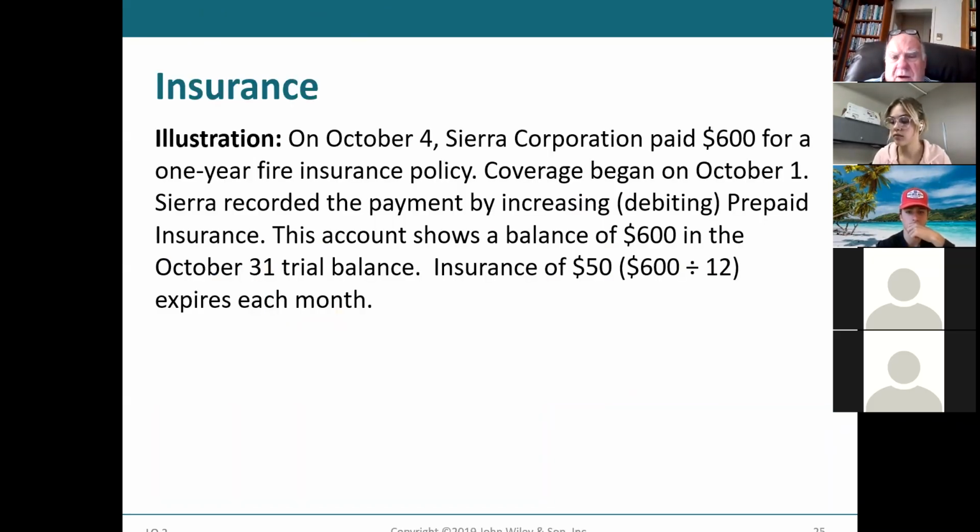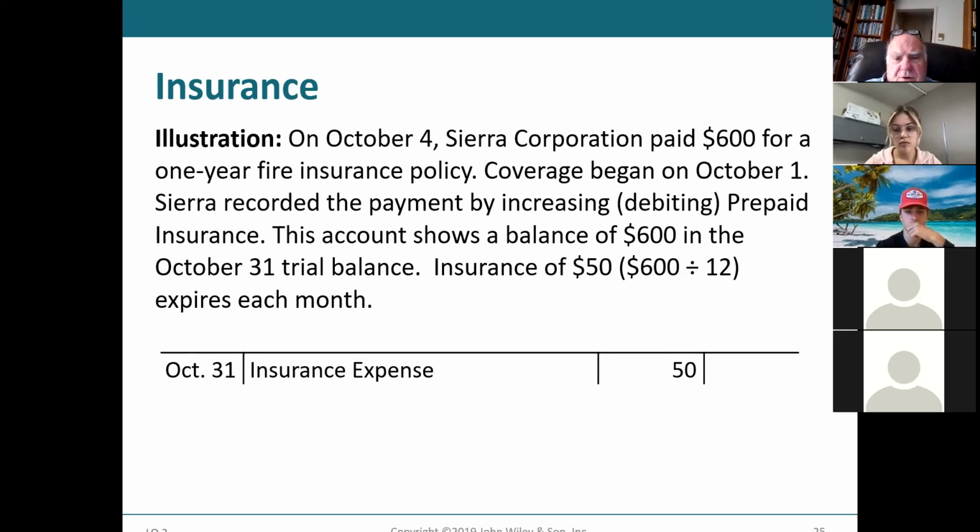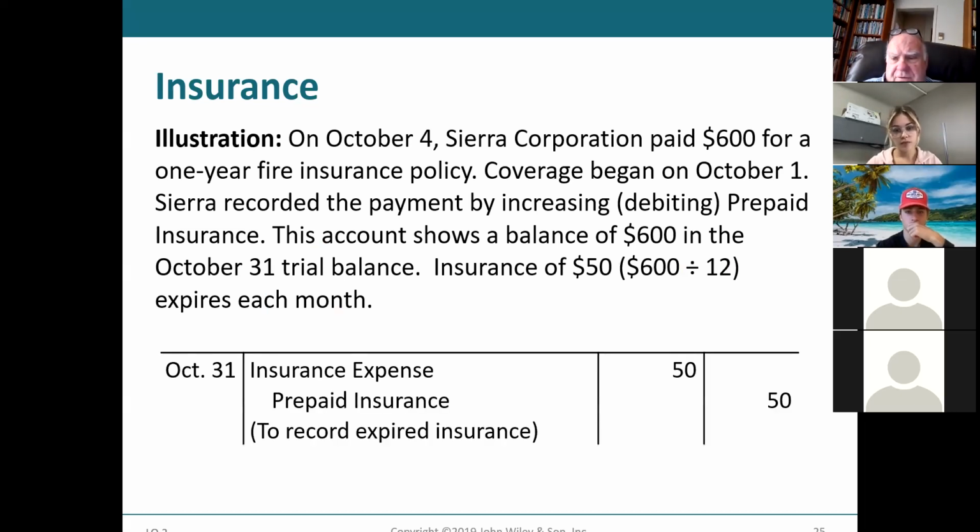Here's the old insurance policy. They paid for a one-year insurance policy, and they're going to divide that by 12. The policy coverage begins October 1st. That's when they bought the policy. So 600 divided by 12 is $50. You see what we're doing here? We're reducing the asset for the passage of time. We're crediting the asset, prepaid insurance, debiting the insurance expense.